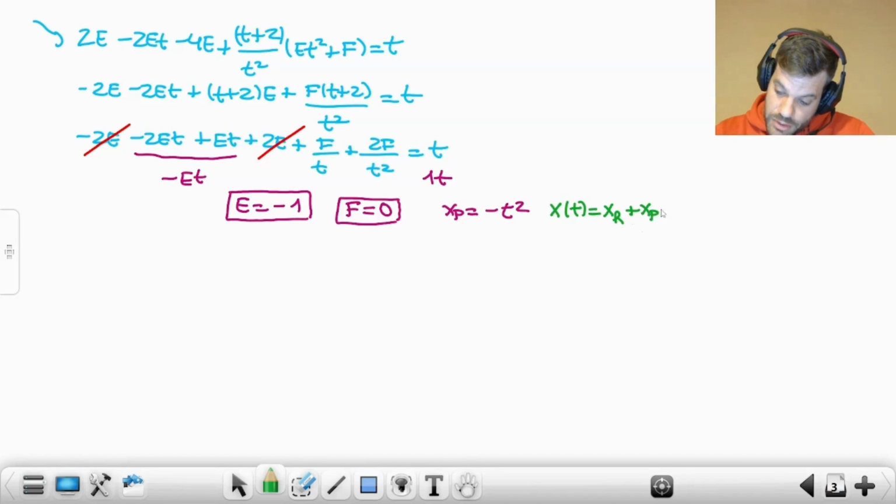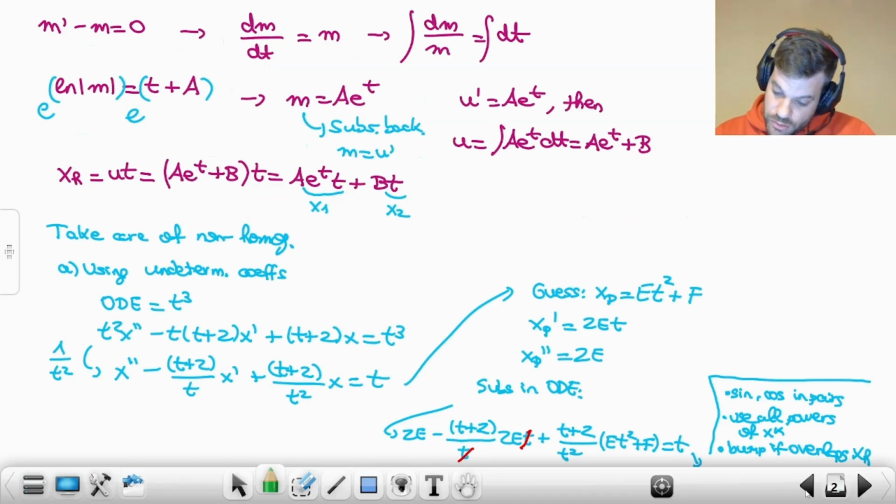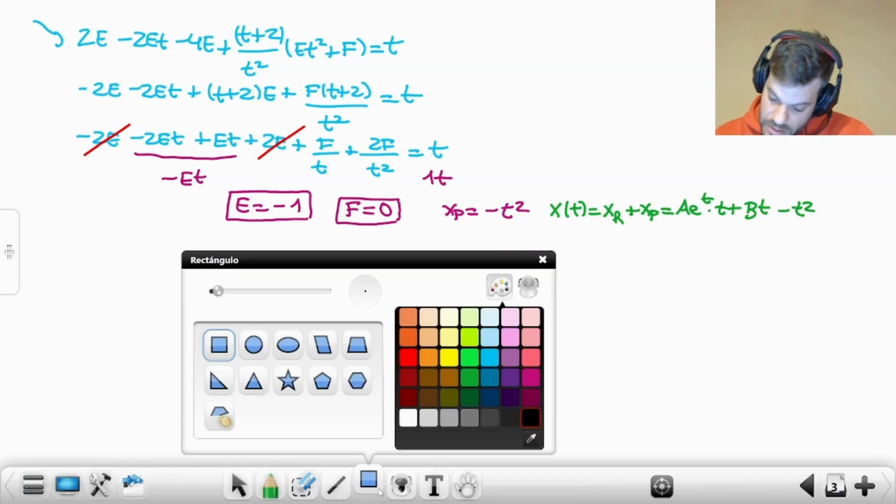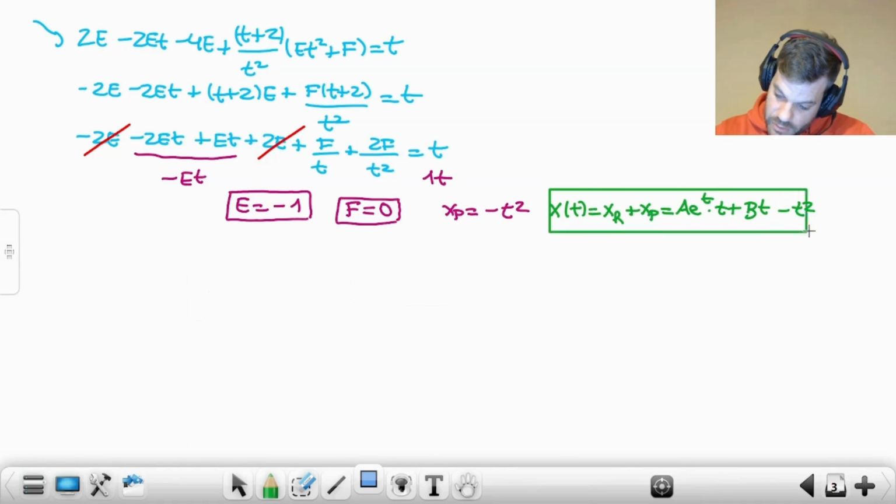plus the particular solution. So homogeneous solution, constant t e to the t plus constant t. So constant e to the t times t plus another constant times t minus t squared. That would be the solution of the entire differential equation. Okay.